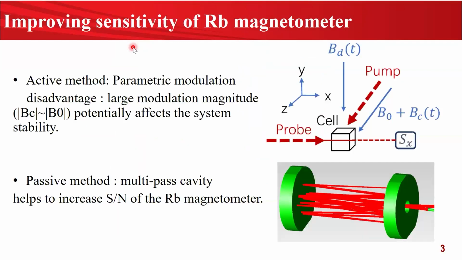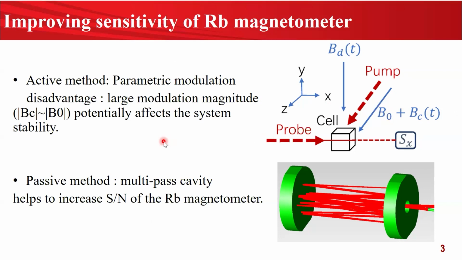One problem is that the performance of the nuclear magnetic resonance gyroscope is limited by the sensitivity of the rubidium magnetometer. So nowadays, there are mainly two ways to improve the sensitivity of the rubidium magnetometer. One is active. Parametric modulation is one of the most commonly used active methods. However, the magnitude of the modulated field Bc is comparable to the magnitude of the main magnetic field B0, which can potentially affect the system stability.